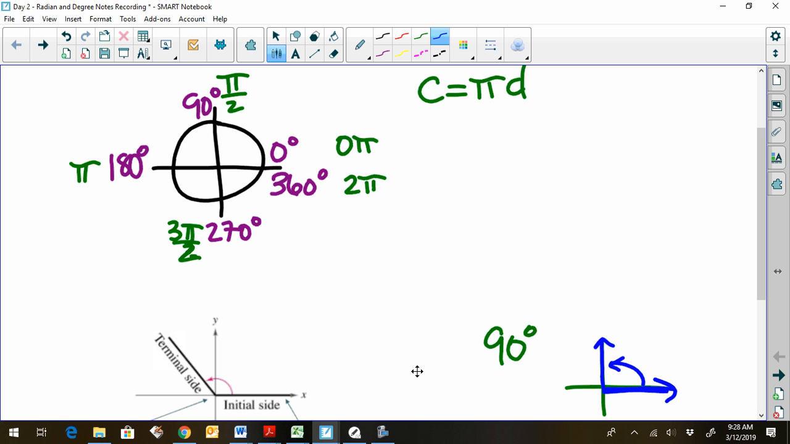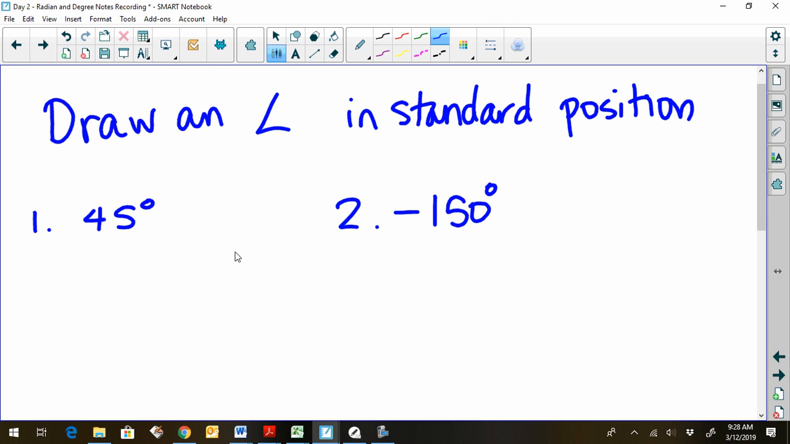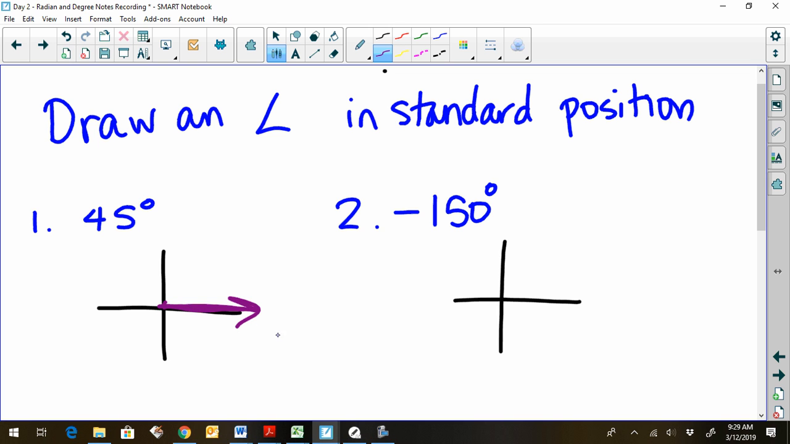Talking about our terminal side and our initial side, we're going to try a couple questions with this. First, draw an angle in standard position. We've got a couple examples here: 45 degrees and negative 150. So for 45 degrees, we start with our initial side on that axis, and 45 degrees is positive, so we're going to go halfway here, and we'll show the arrow for what direction it was going in.